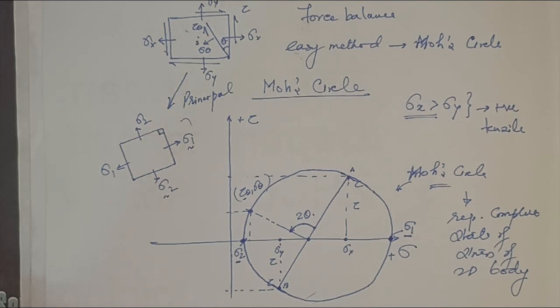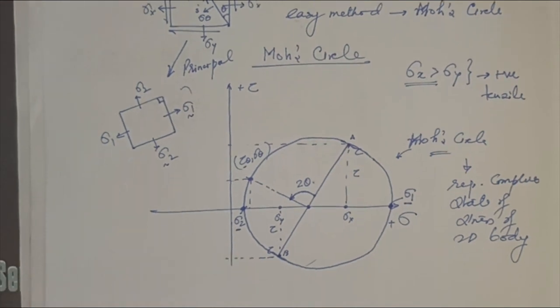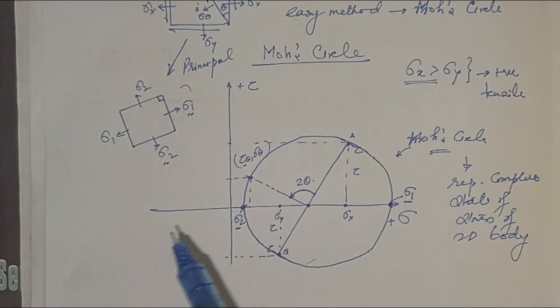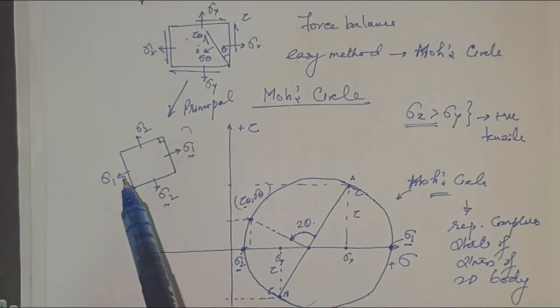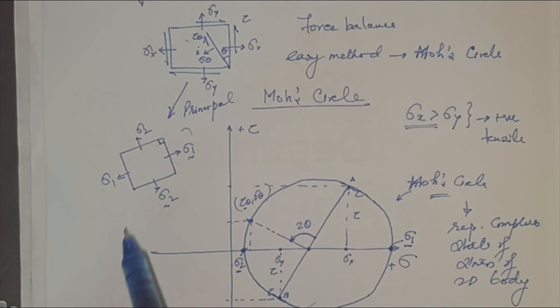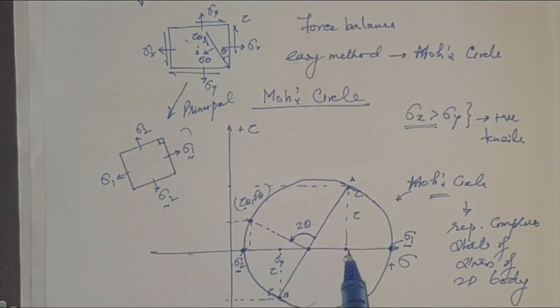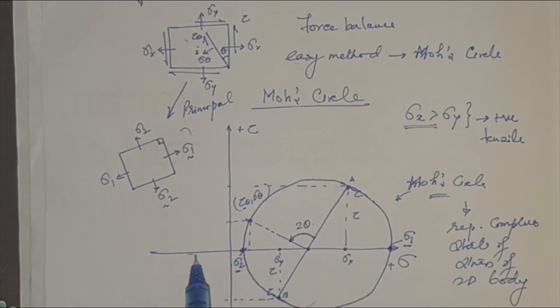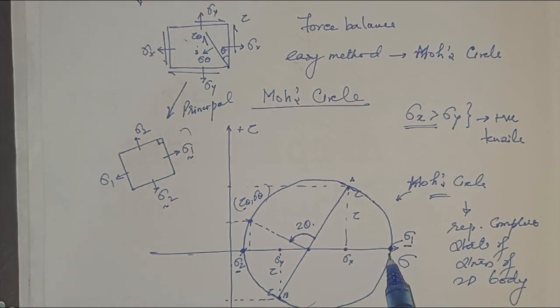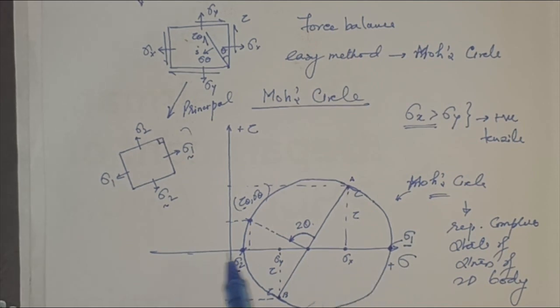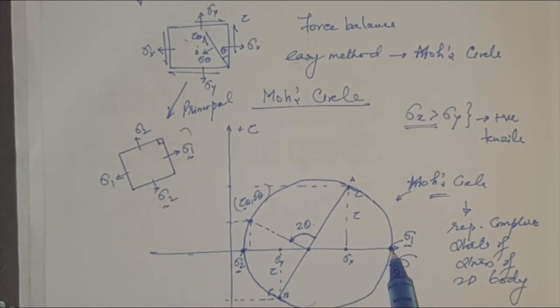Apart from this, what will be the designer's other requirement? To find the shear stresses. But before we go to the shear stresses, let's analyze this. This is the plane of maximum principal stress, which means this is a principal plane. This axis is a principal plane because sigma 1 and sigma 2, the principal stresses, act on this plane.